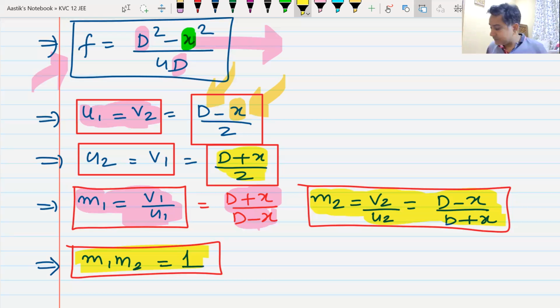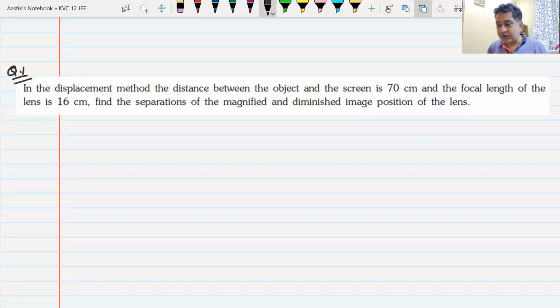Are we done, everyone? Shall I give you the first question? So here comes the first question, and I would hope and expect that you will be able to solve it without looking into the formula. So this is the first one.